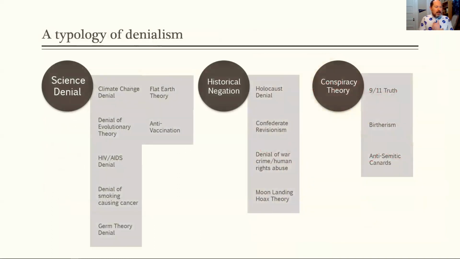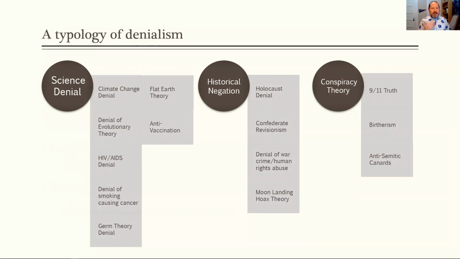So a typology, like one of our first readings talked about a typology of fake news. A typology is different than a definition. A definition says, here's my category, here are the criteria to fit into the category. A typology says, here are some examples of types of something, right? So here are some types. Science denial is a type of denialism. Historical negation is a type of denialism. And there are some conspiracy theories that kind of fit into the denialist category. But you're going to see almost all of these rely on conspiracy theory.